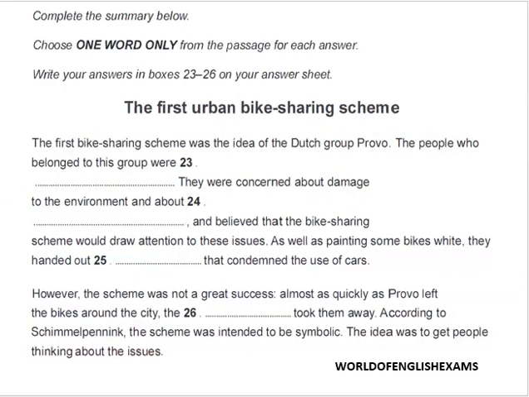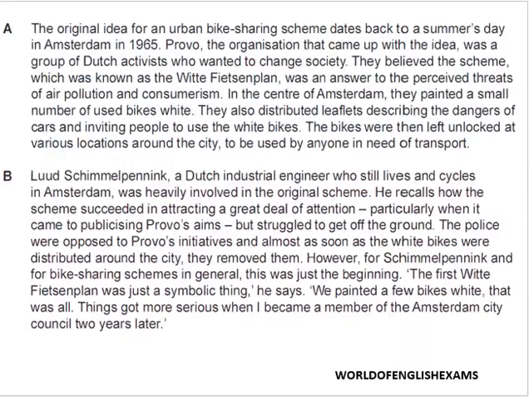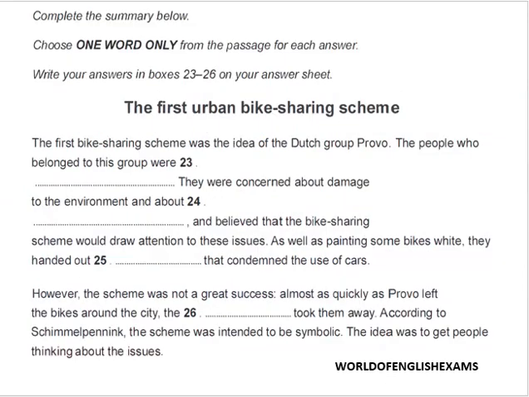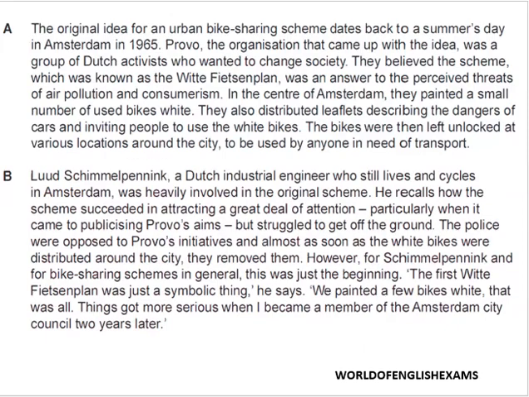Okay. So was the idea of a Dutch group Provo. Where did we find the word Provo? Dates back to a summer day in Amsterdam in 1965. Provo. What is Provo? An organization that came up with the idea. Okay, so what happened in the statements? Let's see. The people who belong to this group were dash. So what are those people? So Provo, the organization that came up with this idea, was a group of Dutch activists. So who were those people? Activists from Dutch. So here we got the answer, Dutch activists.